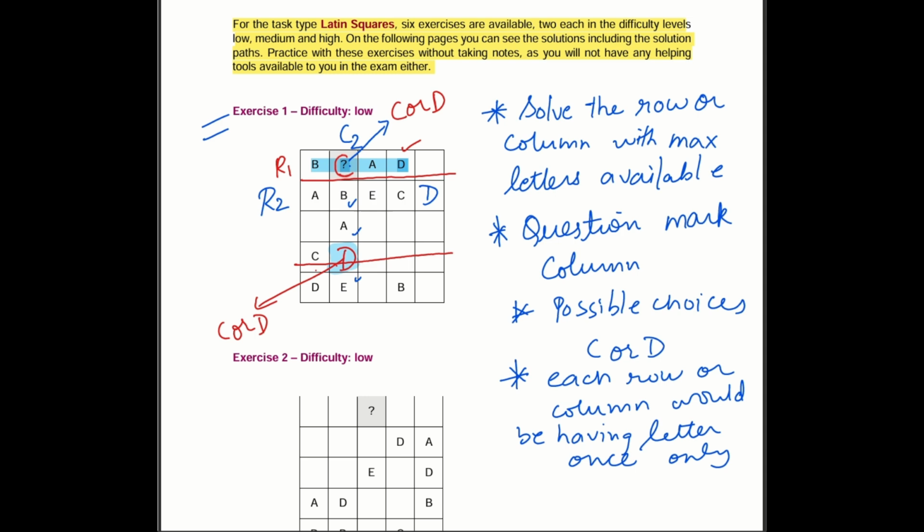And here the answer for the question mark would be... So these are all the points that you have to note down. Solve the row or column with maximum letters available. Question mark column, possible choices C or D. Each row and column should have a letter once only. So the answer for the first question would be C.